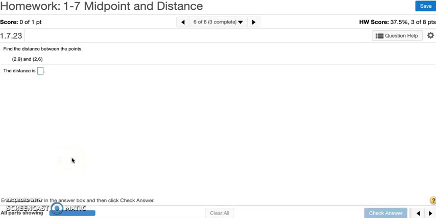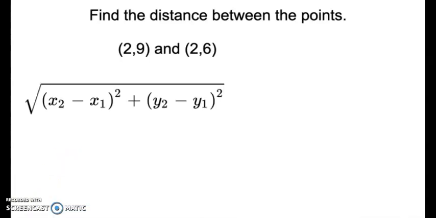Number 6, you're asked to find the distance between the 2 points, which are 2, 9, and 2, 6. So I'm going to go through showing you how to use the distance formula. All you do is subtract the 2 x coordinates, square it, subtract the 2 y coordinates, square it, add those 2 up, and take the square root. So first, I identify my x's and y's. 2 and 2 are my x's, 9 and 6 are my y's.